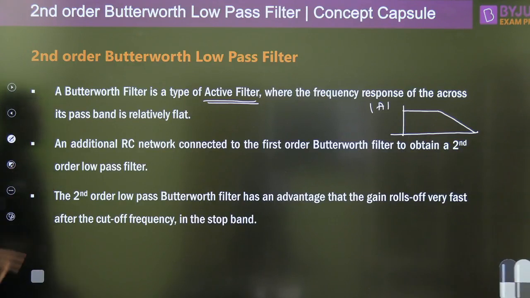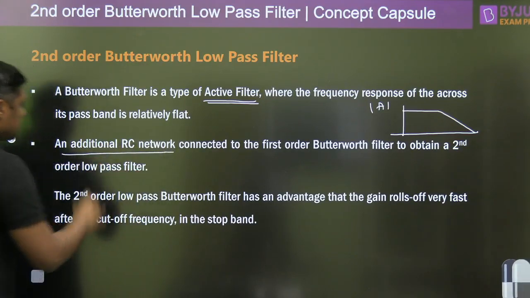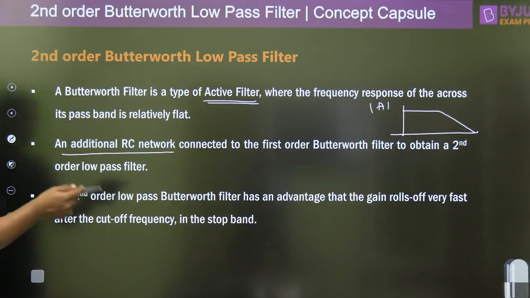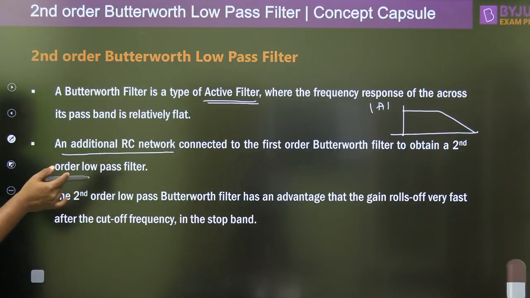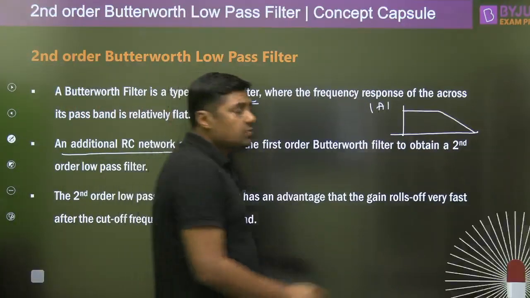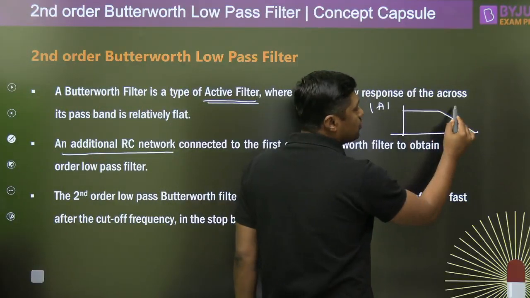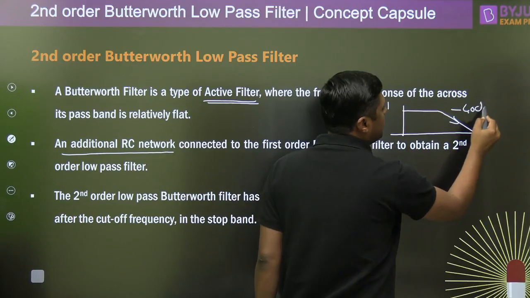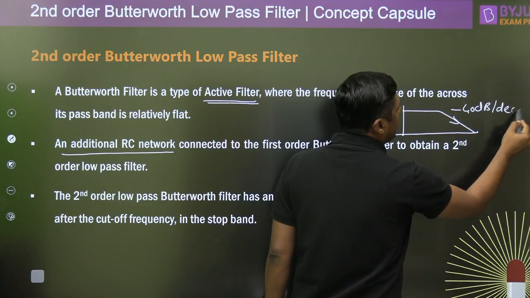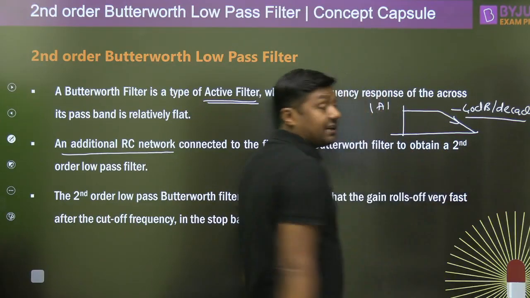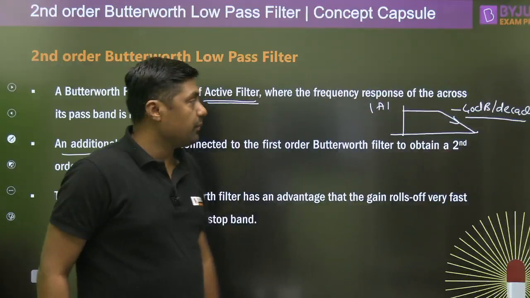Now an additional RC network is connected to the first order Butterworth filter to obtain a second order low pass filter, as I have already given. We have to connect the additional RC network. The second order low pass Butterworth filter has the advantage that the gain rolls off very fast after the cutoff frequency in the stop band. Roll off means this gain will reduce very fast. What is the slope? Minus 40 dB per decade after the pass band. That is the advantage of the circuit.